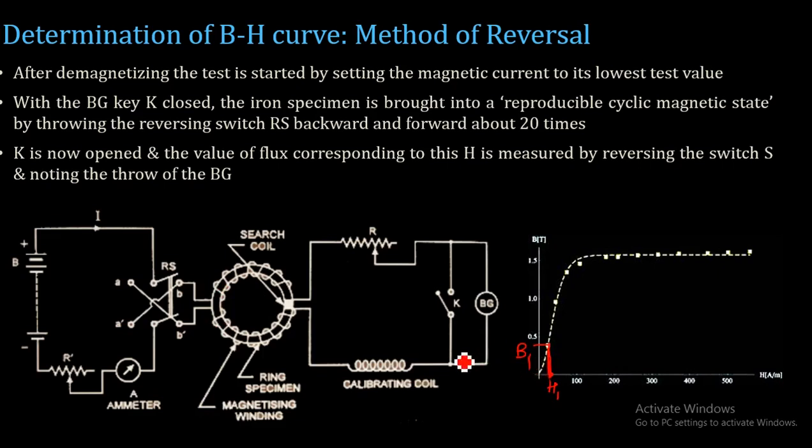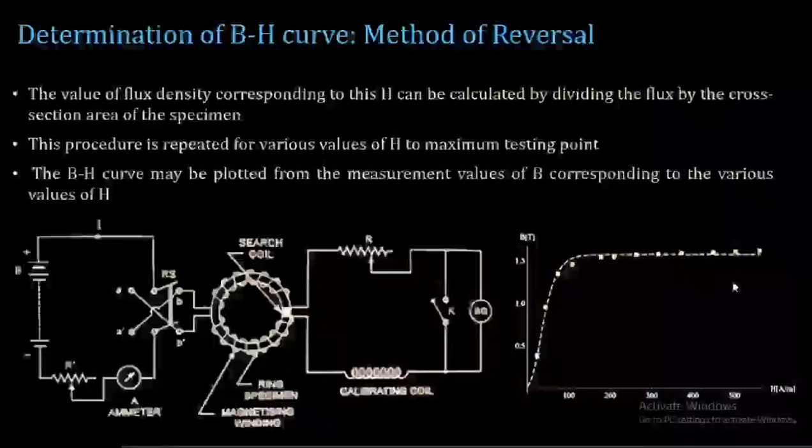So once you do that, what happens? After that, K is opened. Once K is open, the flux is measured by the ballistic galvanometer, and H can also be identified. So corresponding to H1, your B1 can be identified from the throw of the ballistic galvanometer. As soon as the K is opened, there will be a change in the ballistic galvanometer reading. That reading gives you the value of flux, and flux density can be calculated.